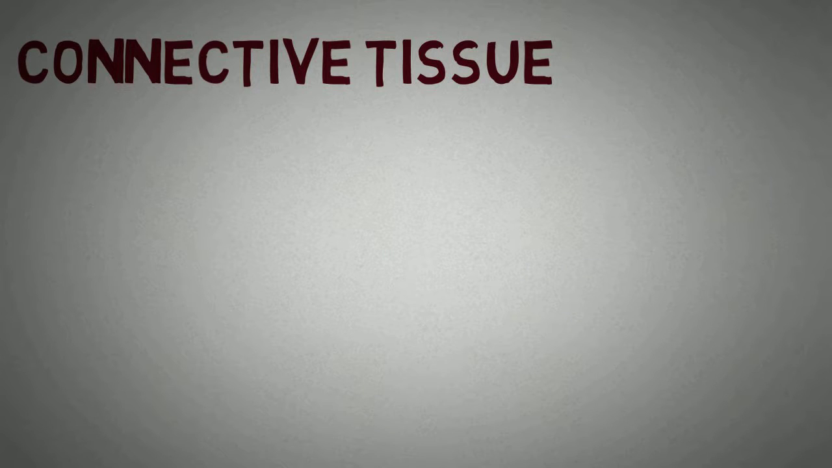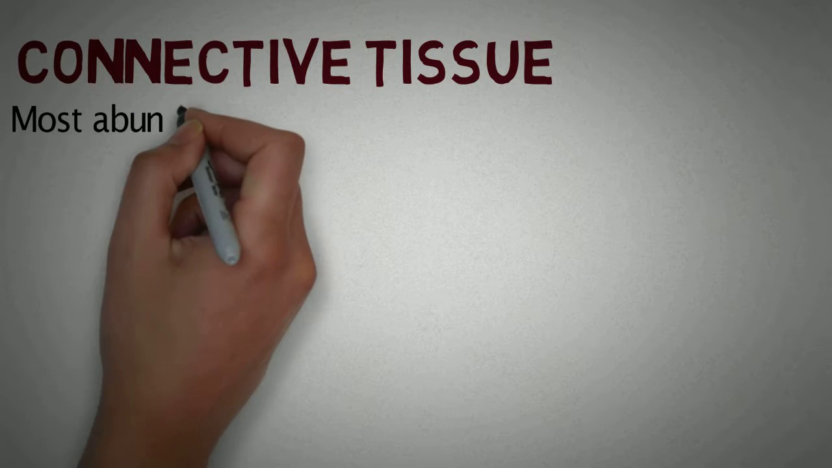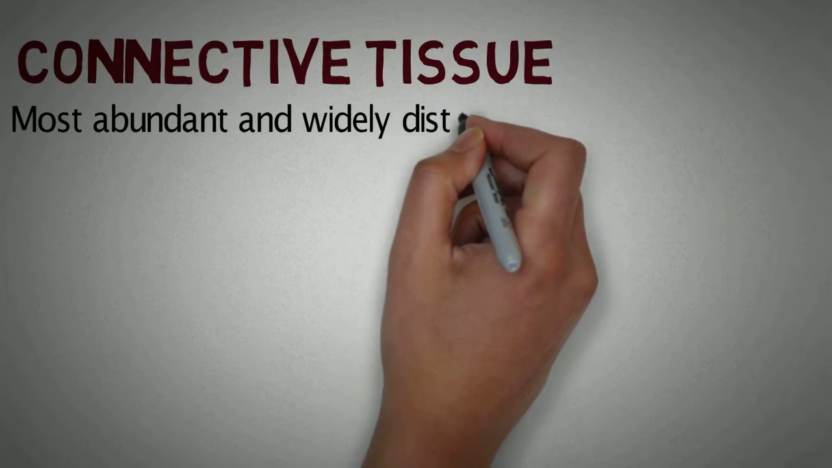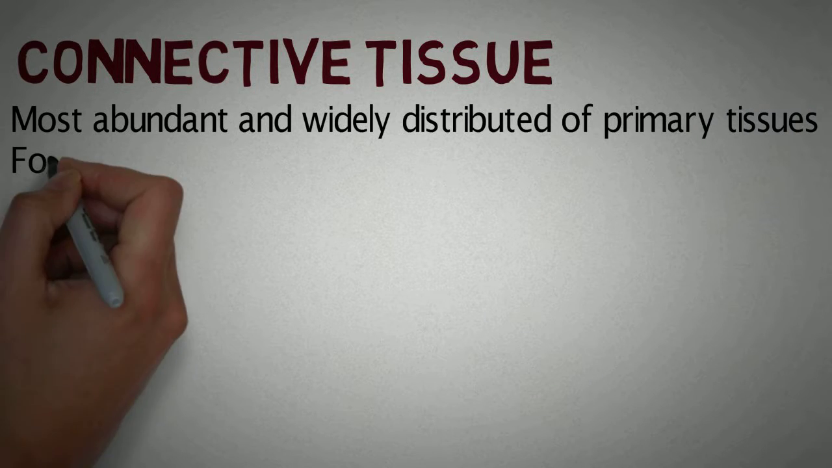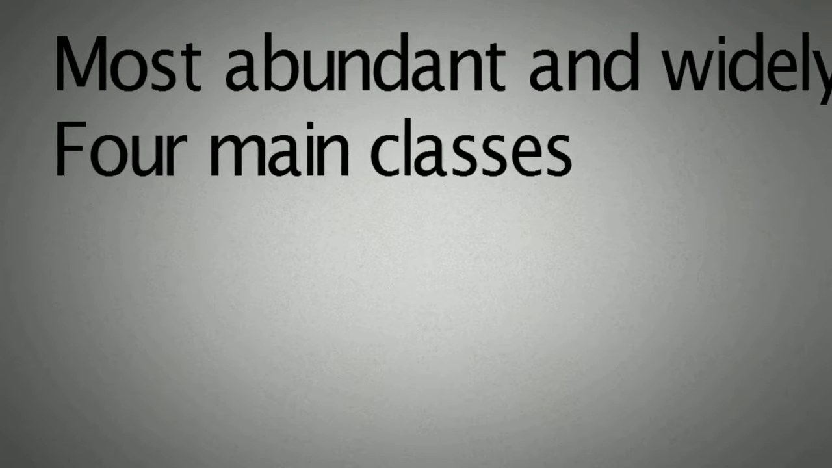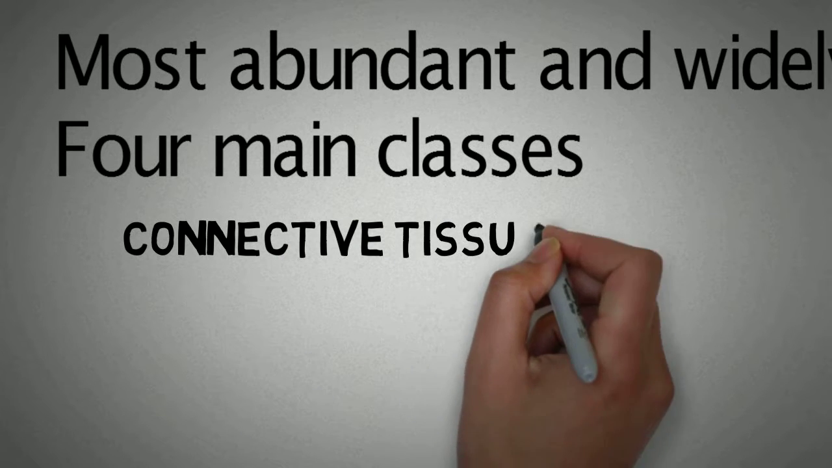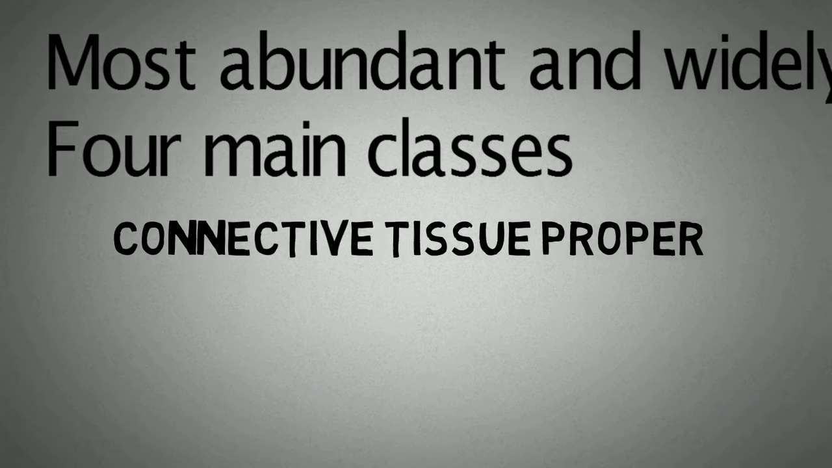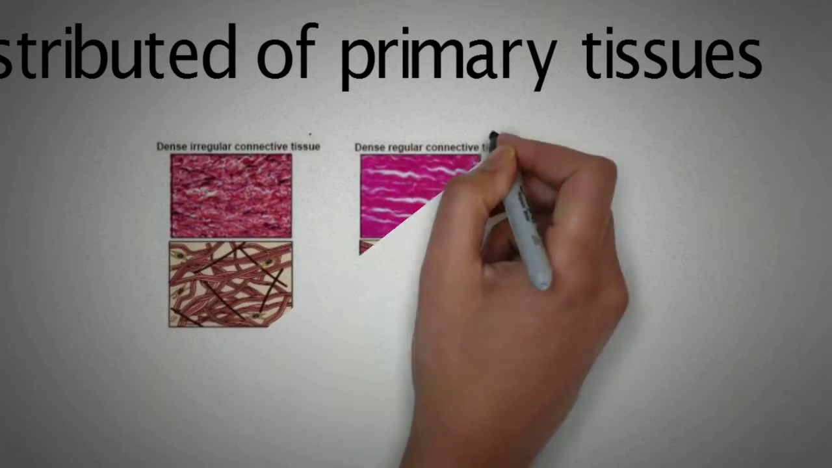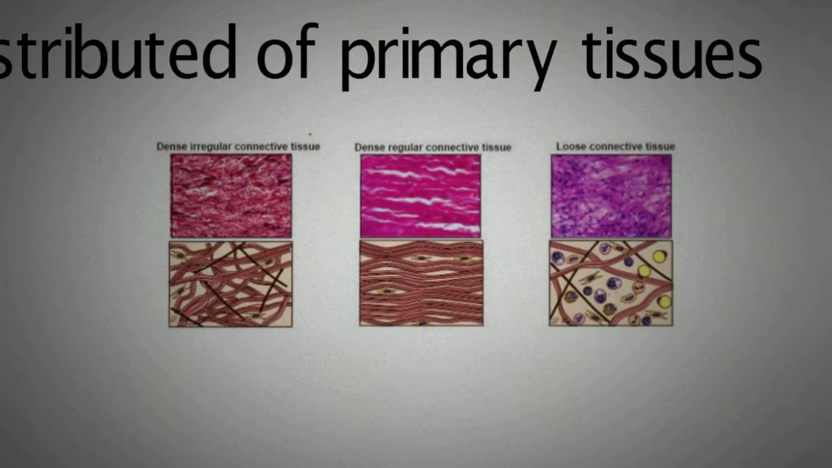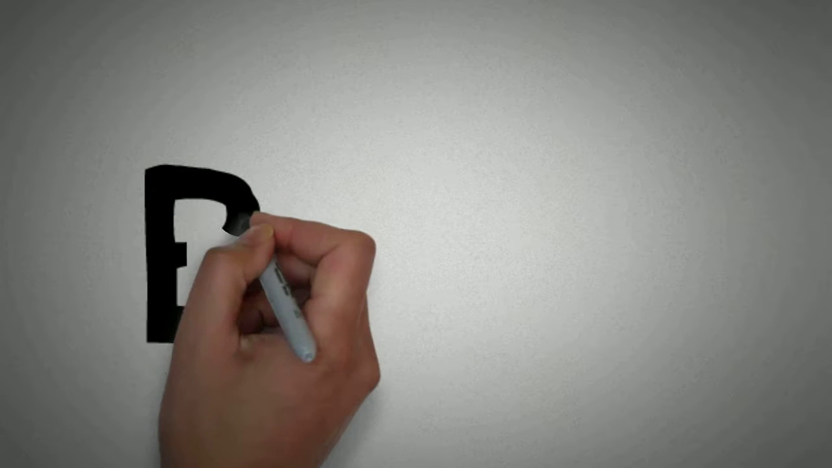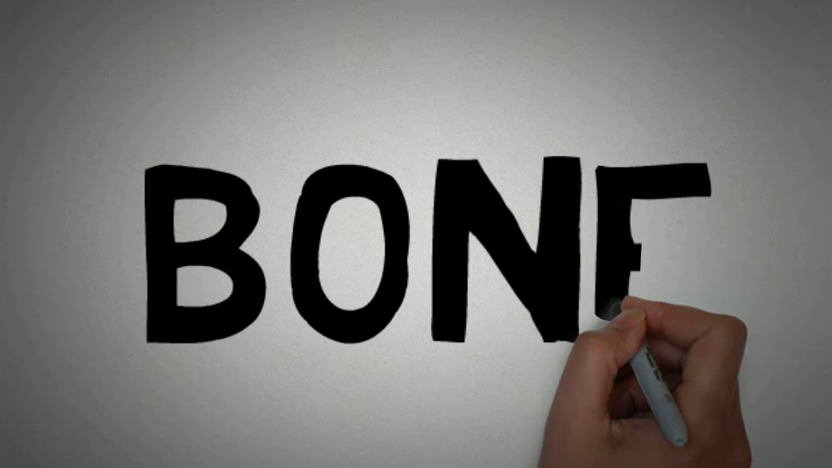Now, connective tissue gets a little complicated. There's a lot of different kinds. These are the most abundant because they connect the body together. The 4 main classes of connective tissue start with connective tissue proper, as we call it, the most common type. Within this, we have a variety of types, and we're going to take a look at those right now.